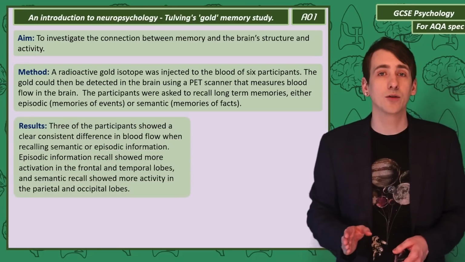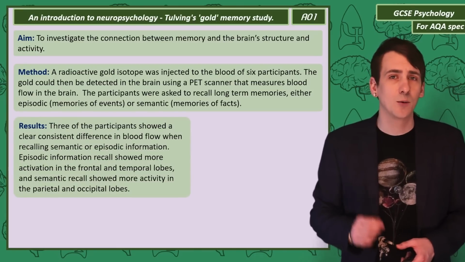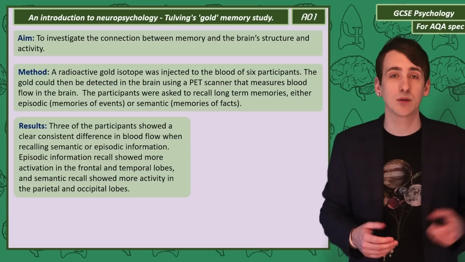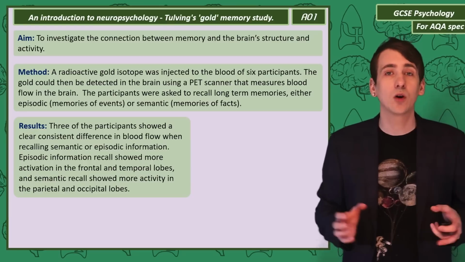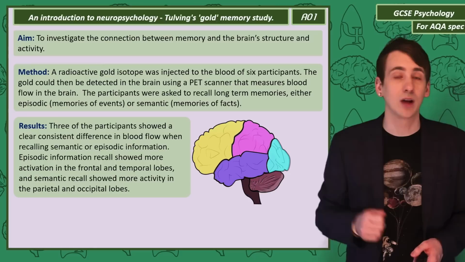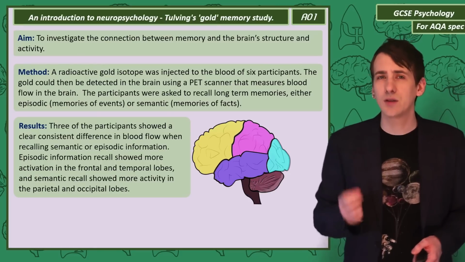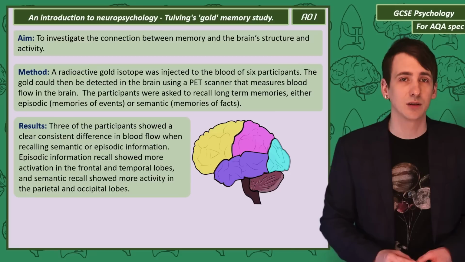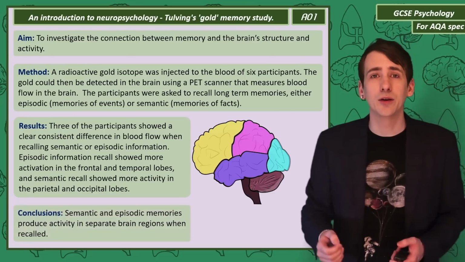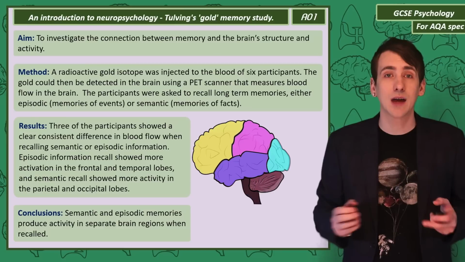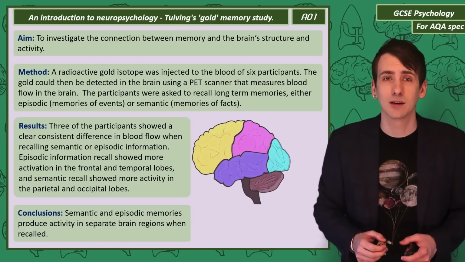What Tulving found with 3 of the participants was a consistent difference in blood flow when recalling semantic or episodic memories. When recalling episodic memories, activity was detected in areas of the frontal and temporal lobes, but activity was detected in the parietal and occipital lobes for semantic memories. So Tulving concluded semantic and episodic memory are separate processes using separate brain regions for processing.